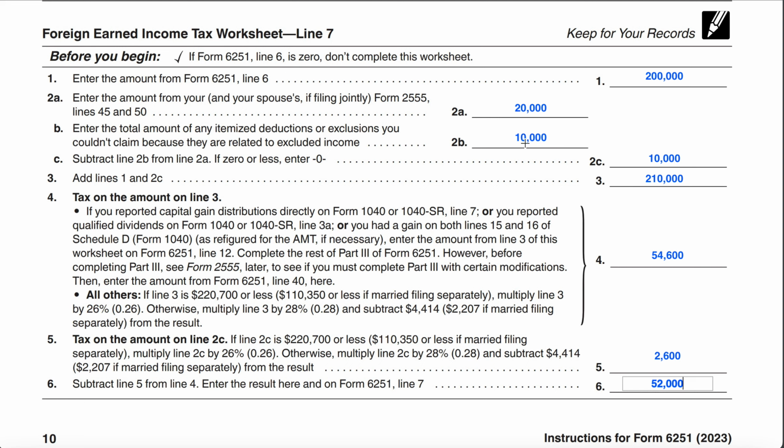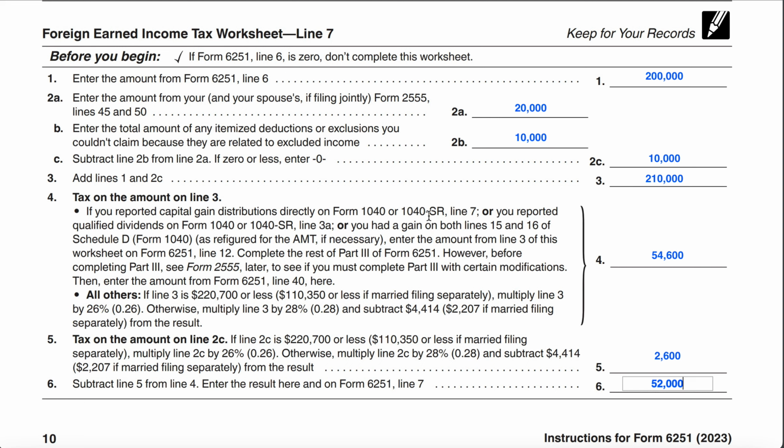In line 2B, we're going to enter the total amount of any itemized deductions or exclusions that you could not claim because they're related to that excluded income. So in this case, we put in $10,000. To arrive at line 2C, we're going to subtract line 2B from line 2A, and we get $10,000. And then we're going to add those two items, line 1 and line 2C, to arrive at $210,000 for line 3. Now we're going to calculate the tax on line 3, the tax on line 2C, then we're going to subtract the difference to arrive at the item that we put on line 7.